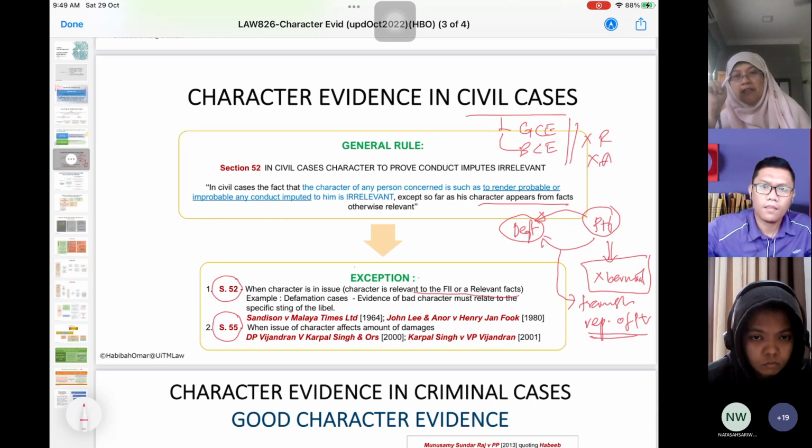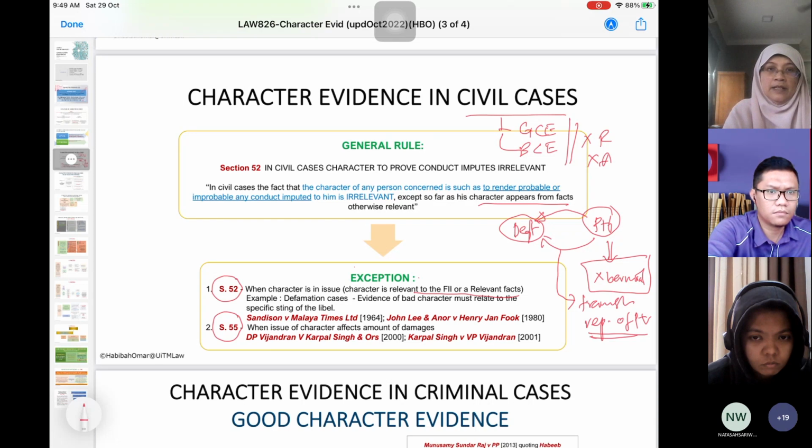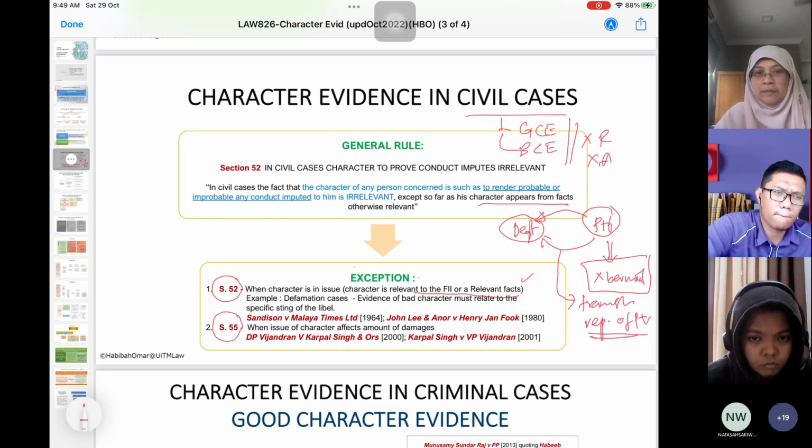So dalam konteks ini, the facts in issue is actually reputation of the plaintiff. So dia adalah elemen dalam proving defamation. That's why dalam konteks ini, reputation, disposition, character of the plaintiff will be relevant. Dalam kes lain, tidak boleh.